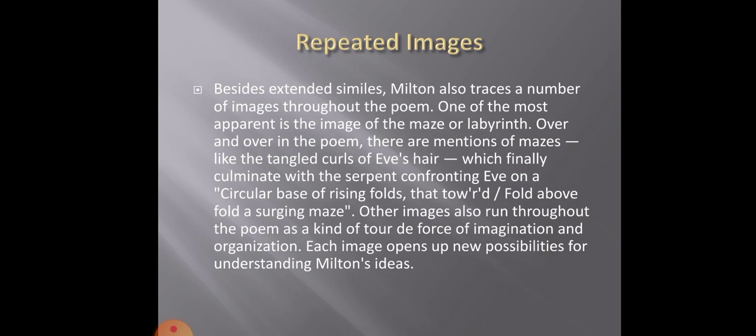Besides extended similes, Milton also traces a number of images throughout the poem. One of the most apparent is the image of the maze or labyrinth. Over and over in the poem, there are mentions of mazes, like the tangled curls of Eve's hair, which finally culminate with the serpent confronting Eve on a circular base of rising folds that towered, fold above fold, a surging maze. Other images also run throughout the poem as a kind of tour de force of imagination and organization. Each image opens up new possibilities for understanding Milton's ideas.